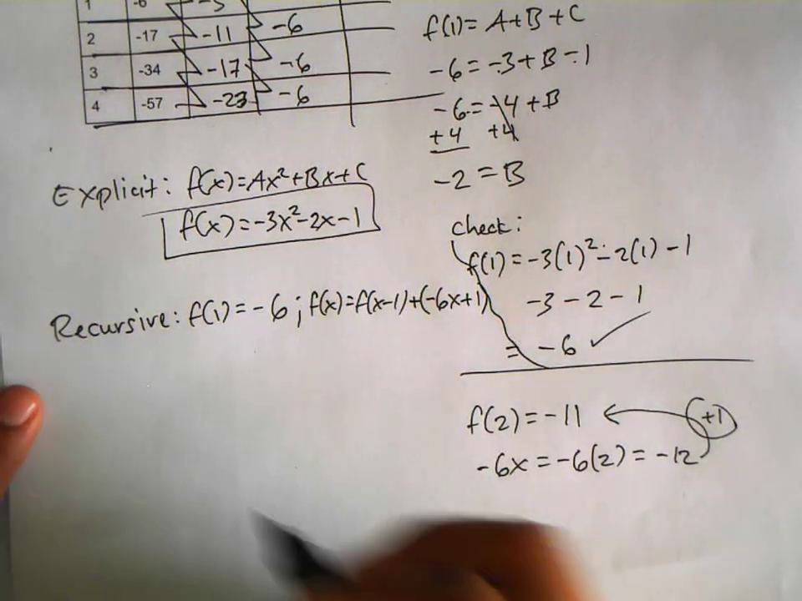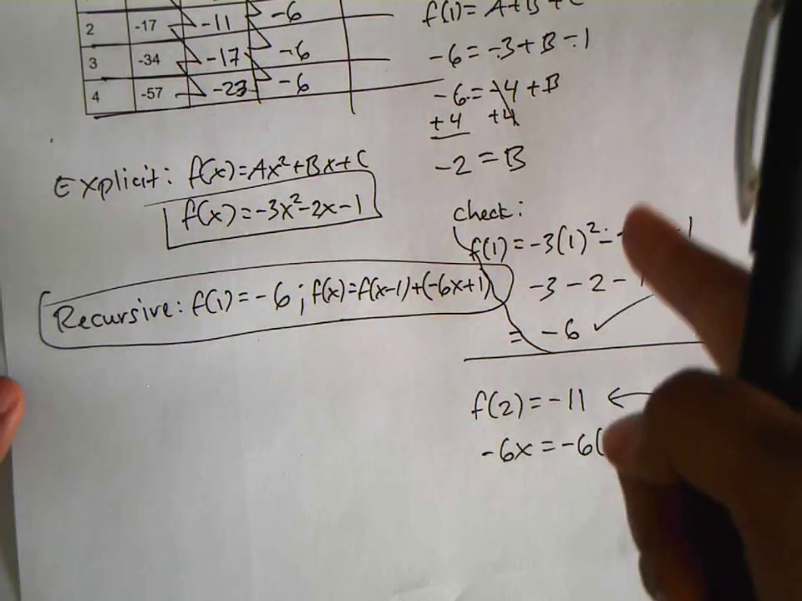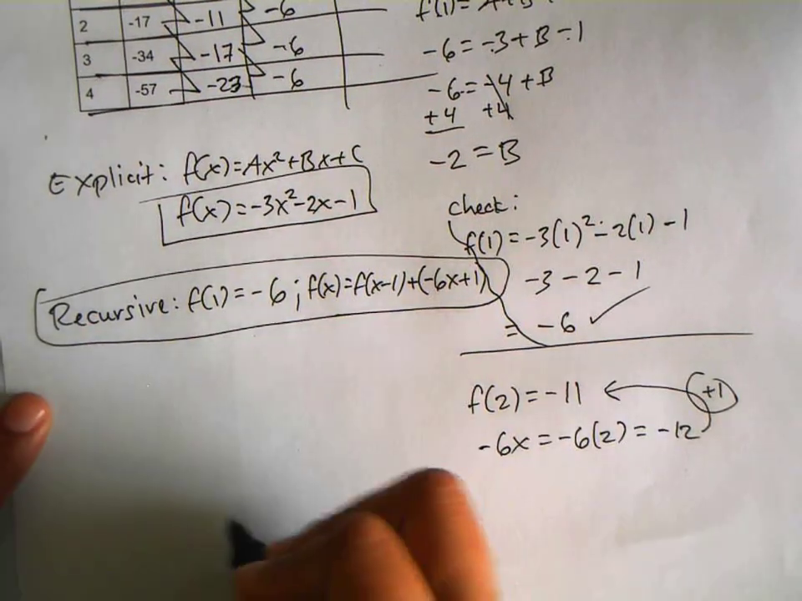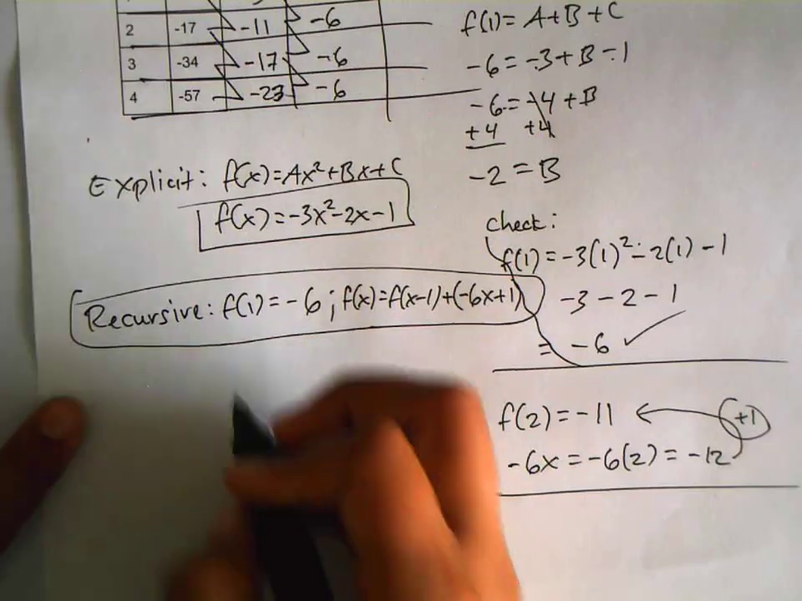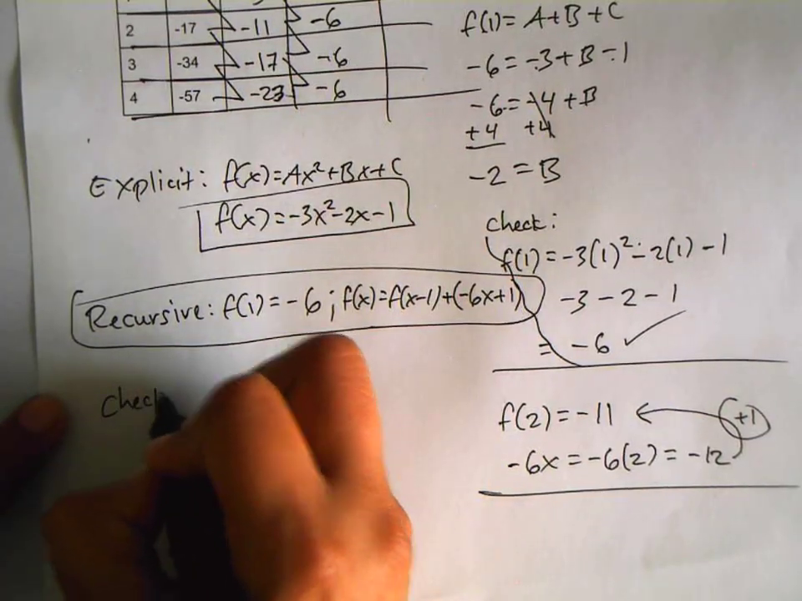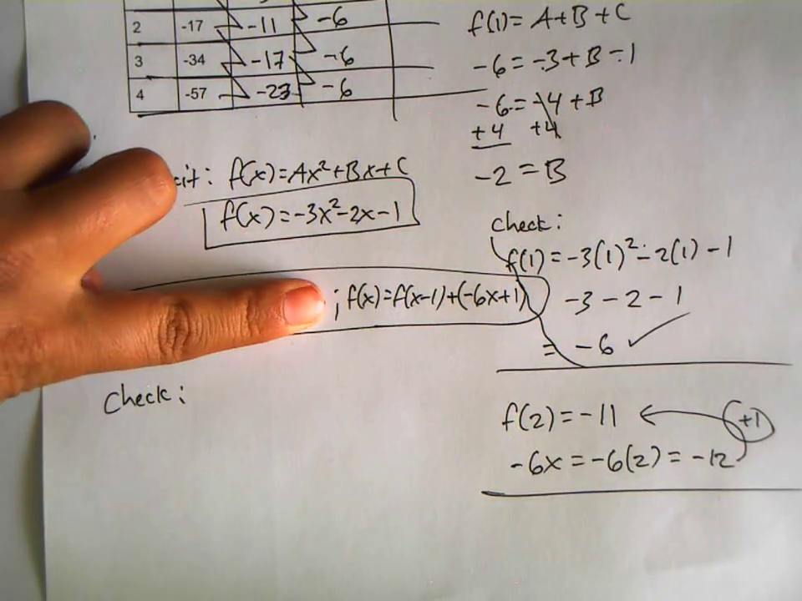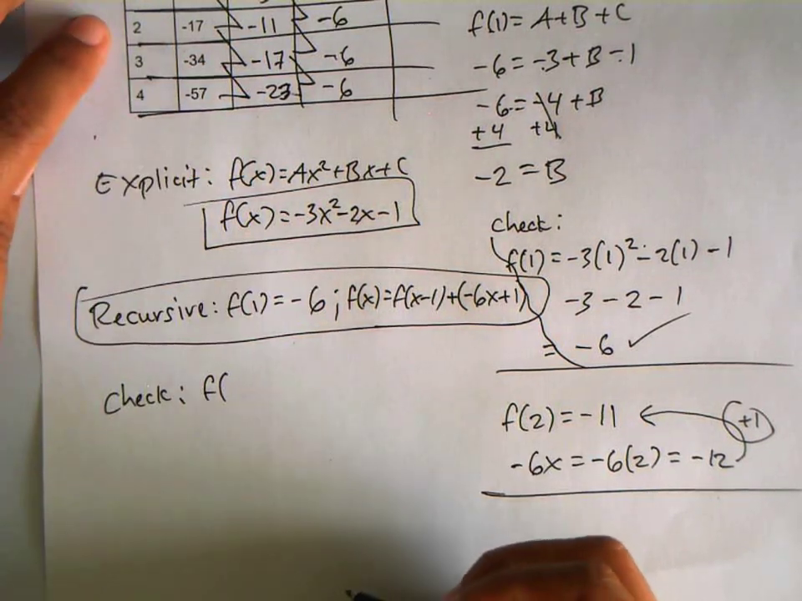Voila. Got a recursive. But I'm going to check it. Let's check it. On the test, you're going to have to check it. If you don't check, you're not getting your full points. So, let's check. There we go. Check for our recursive equation. So this part doesn't matter, right? Let's see. I'm going to check the point. Let's see.